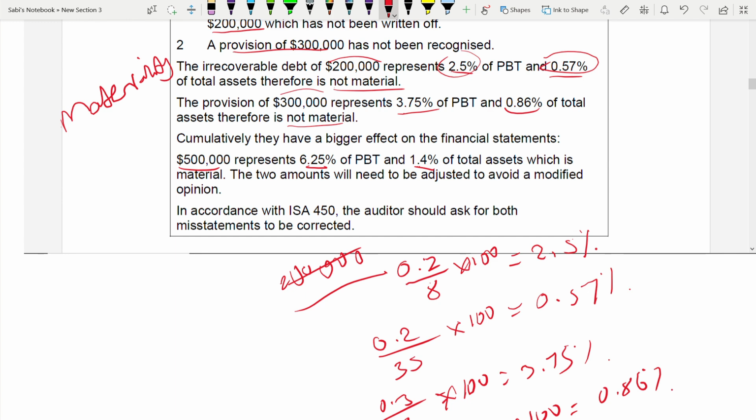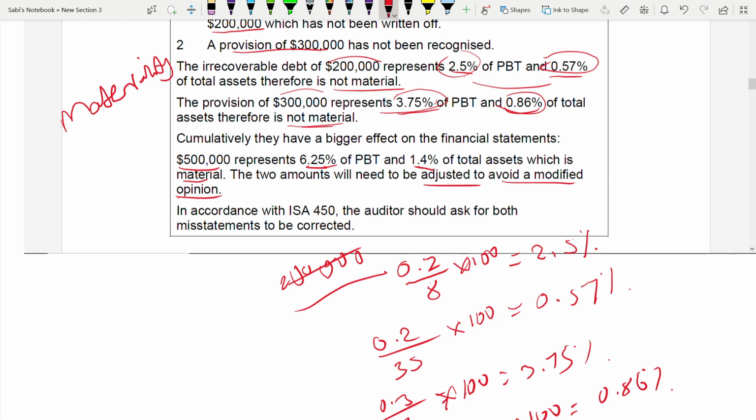Both profit before tax and total assets. See, it needs to be for both. Okay, you might be thinking this is material, then this is not material. That's why it's not material. Both measures need to be material. Okay, here in terms of profit before tax 6.25 is material. In terms of total asset it is also material, 1.4. I think between 1 to 2% for total asset is material. So it's material. Cumulative effect is material. That's why you need to adjust these two amounts to avoid a modified opinion. Otherwise, your opinion will be modified.